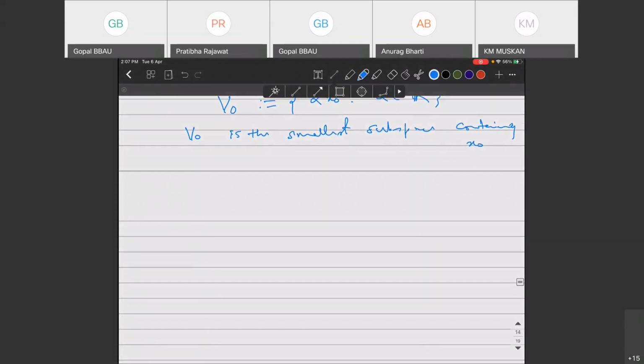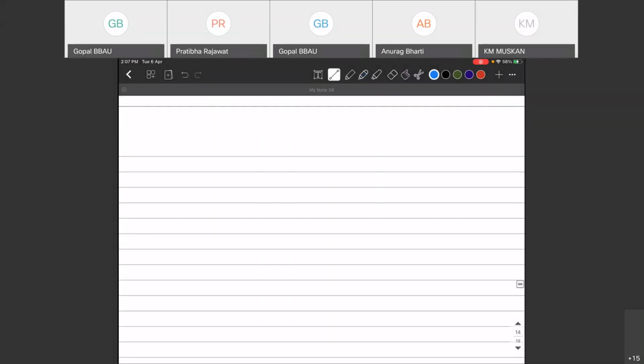We have also discussed its geometric interpretation in R2. So we observed that this V naught is nothing but a line which passes through the point x naught, say this is x naught, and the origin. Line passes through x naught and origin. So this is nothing but V naught. V naught is this line in R2.